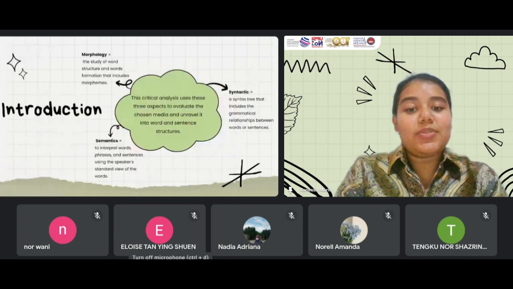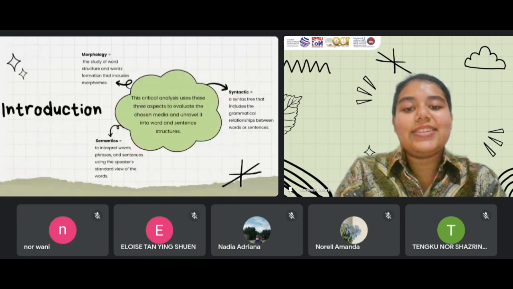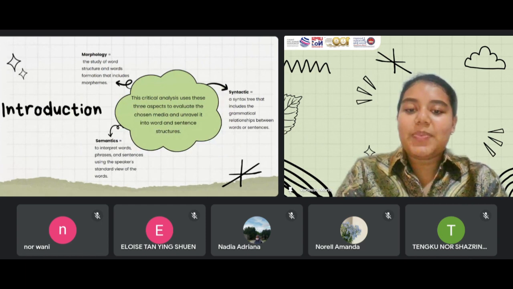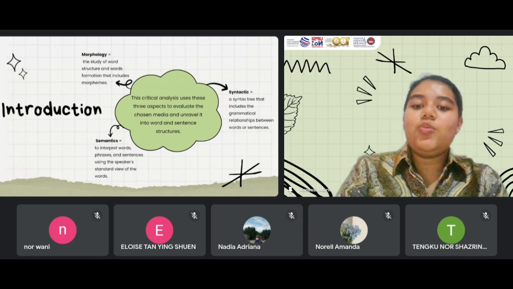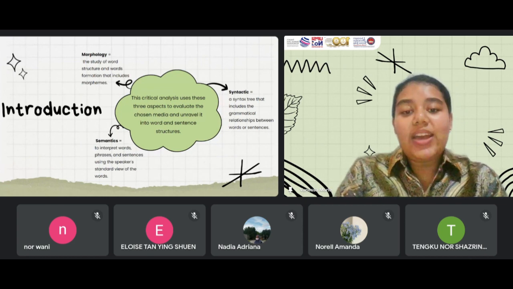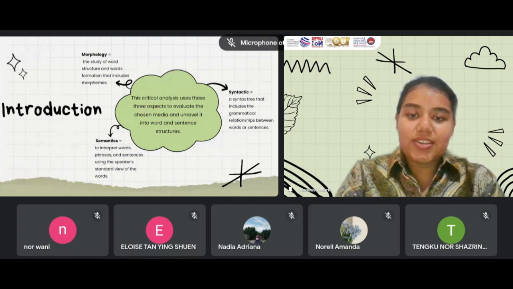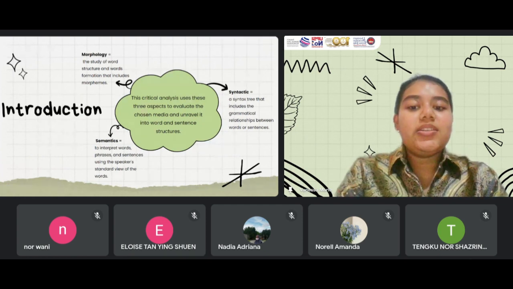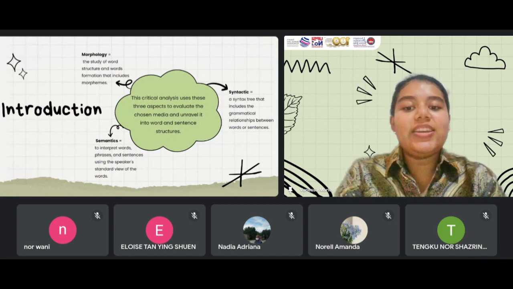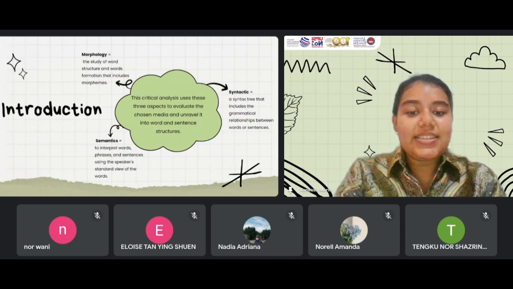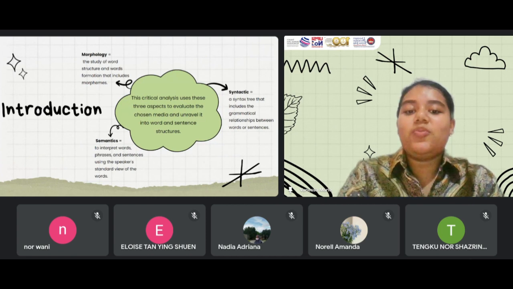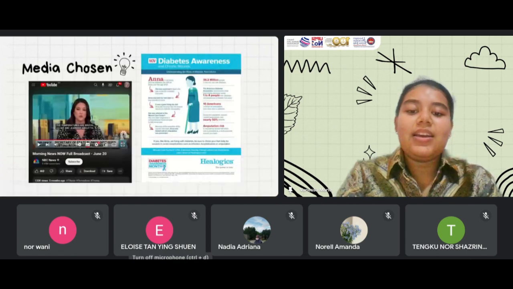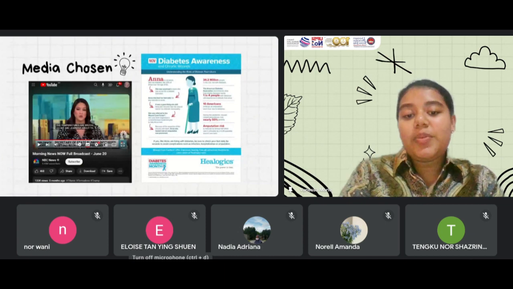To begin this Assignment 1, which consists of the critical analysis that has been done according to the three aspects of linguistic field, to evaluate the chosen media that we choose and unravel it into word and sentence structures so that we understand how it is formed and what its interpretation is according to these factors. The three aspects include morphology, the study of word structure and formation, syntactic, the study of grammatical relationships between words and sentences to create syntax trees, and lastly semantics, that is used to interpret words, phrases, and sentences into their meaning. For this critical analysis, two media sources are selected.